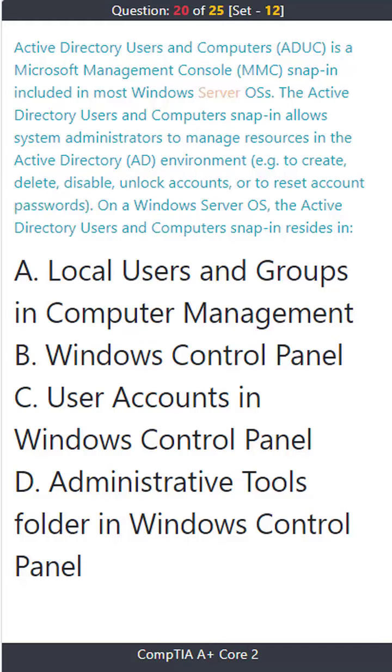On a Windows Server OS, the Active Directory Users and Computers snap-in resides in A. Local users and groups in computer management. B. Windows Control Panel. C. User accounts in Windows Control Panel. D. Administrative Tools folder in Windows Control Panel.